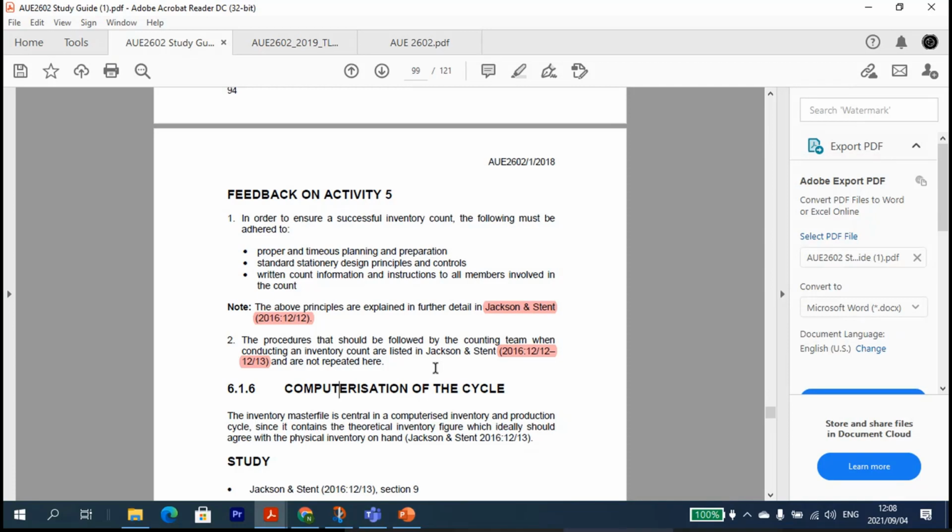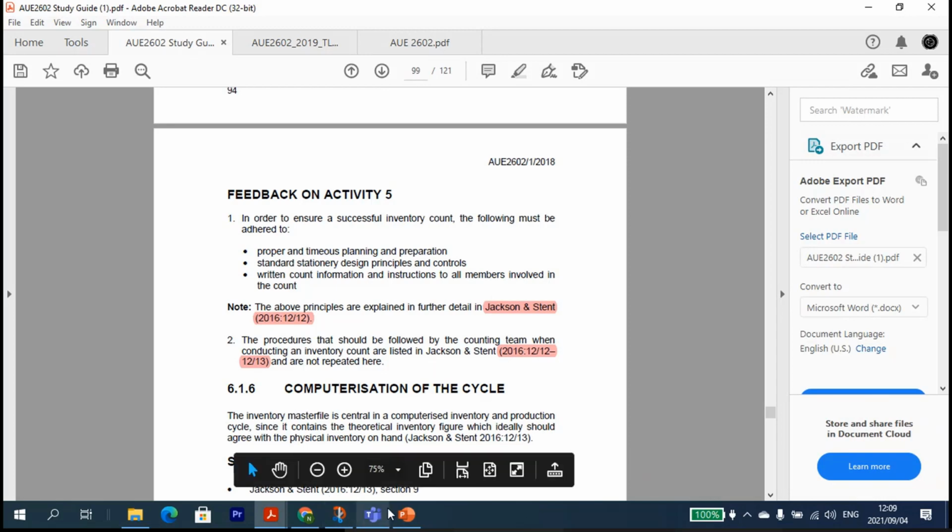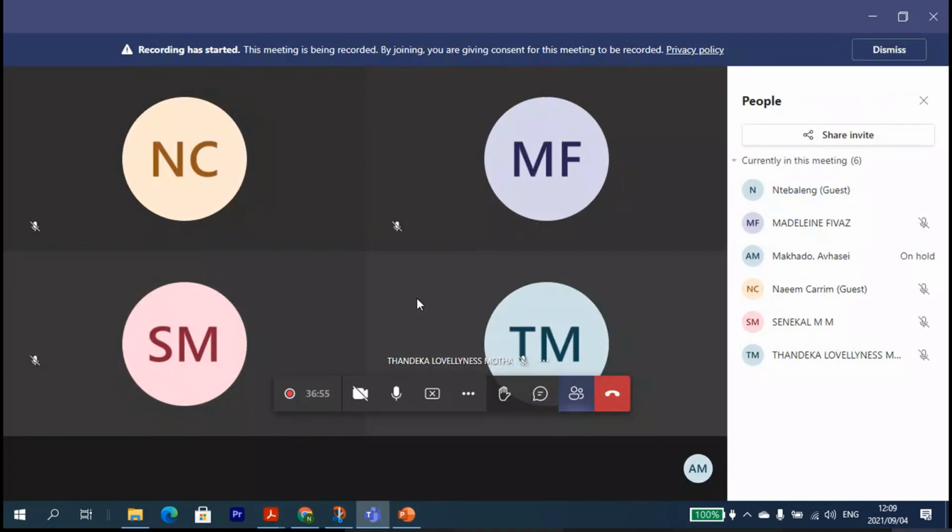Okay, I have it open. Yes, please read it for us. This is for the procedures that you need to perform for an inventory stock count. Yes, Marika, over to you.